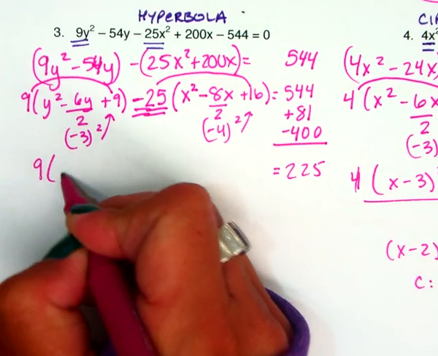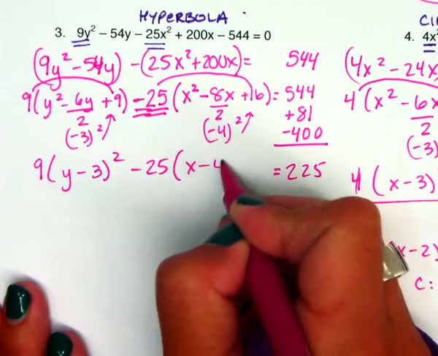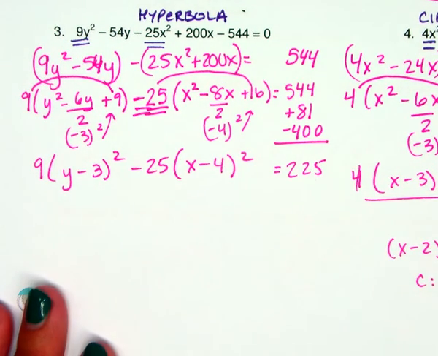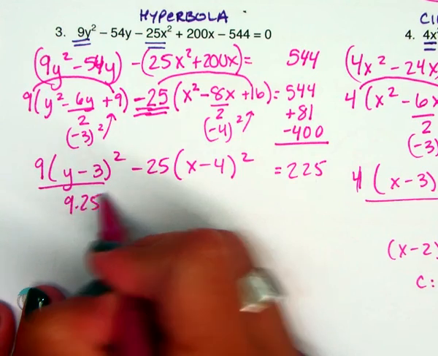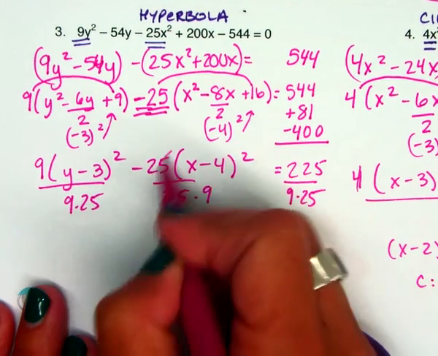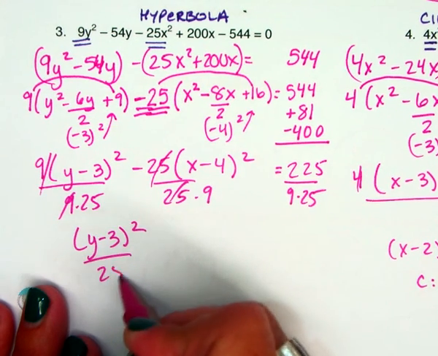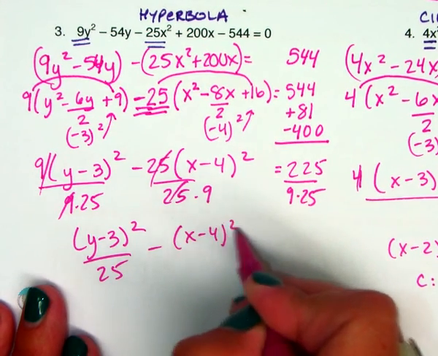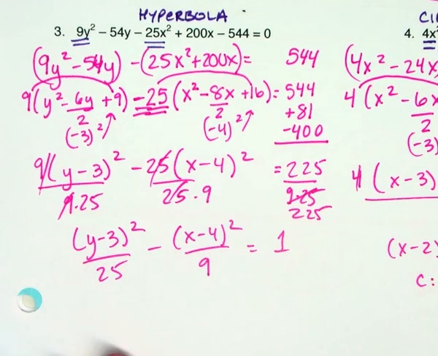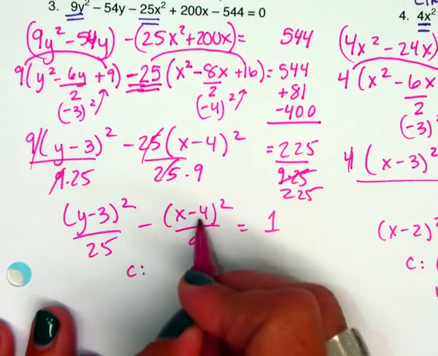And so now I can rewrite this: y minus 3 squared, keep the negative there, x minus 4 squared. And then I can do my trick again, and luckily this time it also works because 9 times 25 is indeed 225. Gone, gone, gone, gone. I have y minus 3 squared over 25 minus x minus 4 squared over 9, and then that gives me a 1. So this would now be a hyperbola.